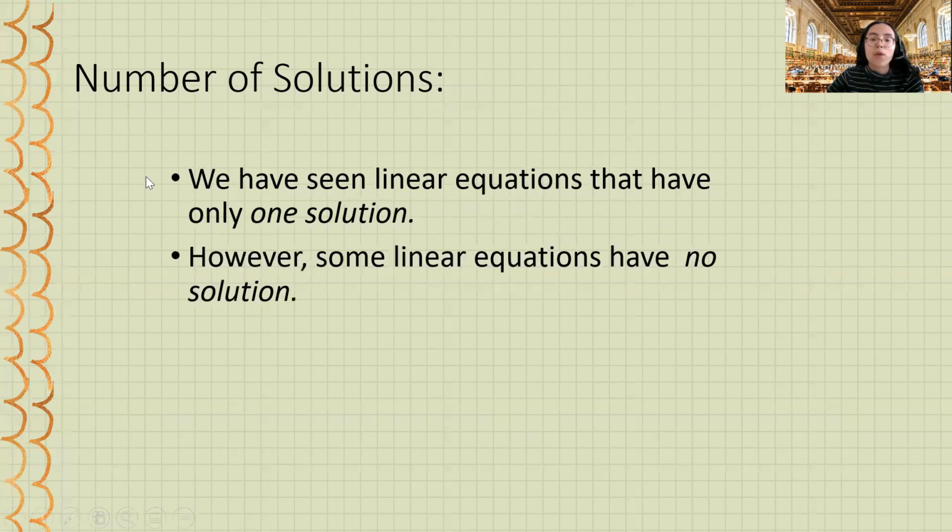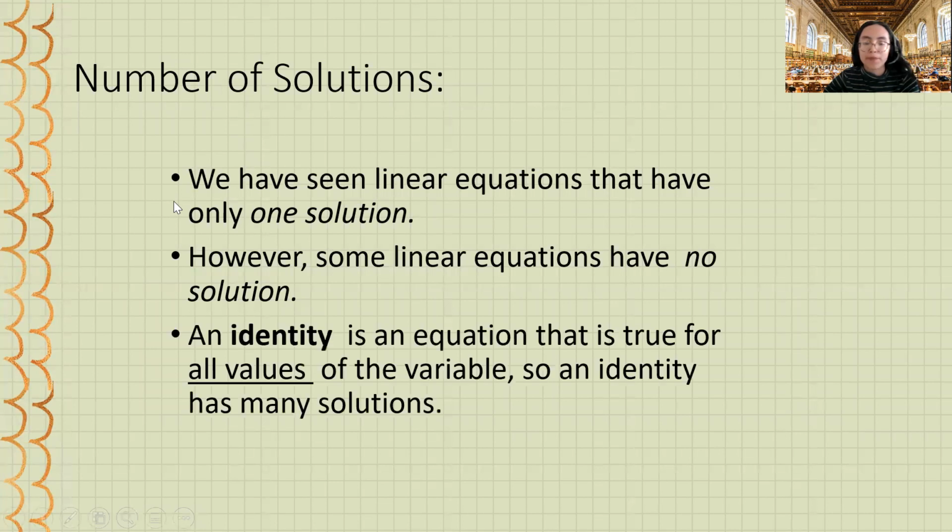But there are some linear equations that have no solutions. So we would see something, for example, like 4 is equal to 6, and we know that that's not true. So that would be no solution. Okay, but what about what we just learned right now? We learned of an equation that has many solutions, and we call that an identity. An identity is an equation that is true for all values of the variable, so all values of x.